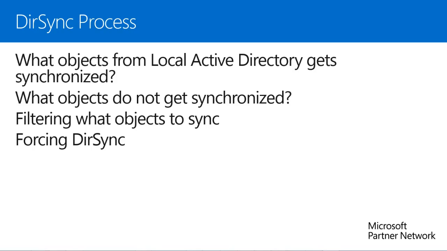DirSync is scheduled to perform delta synchronization once every 3 hours. You can force an immediate synchronization rather than wait 3 hours by using PowerShell. You can run the Start-OnlineCoexistenceSync commandlet to force directory synchronization.